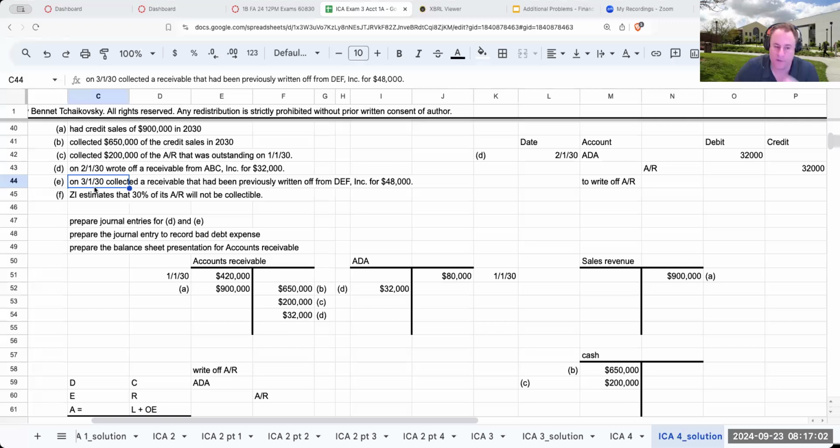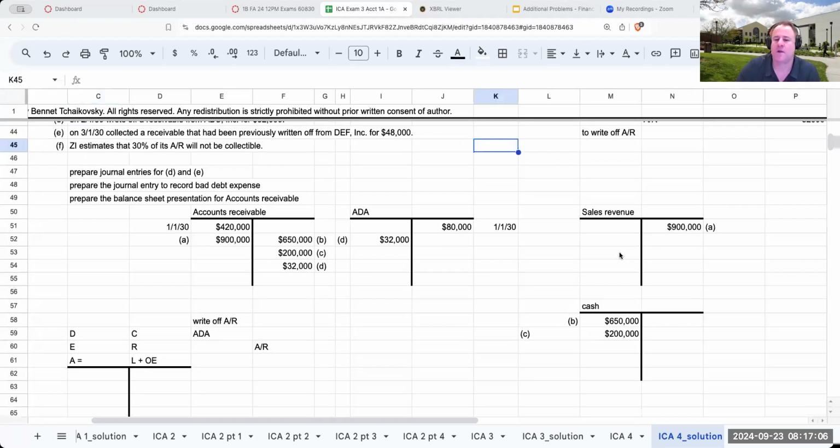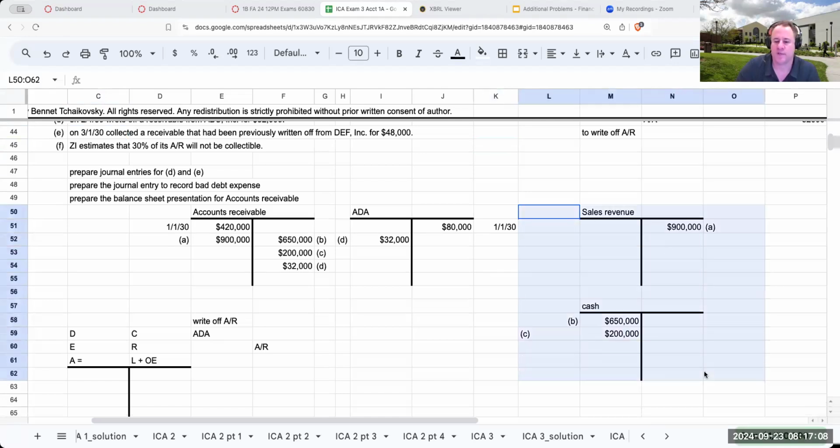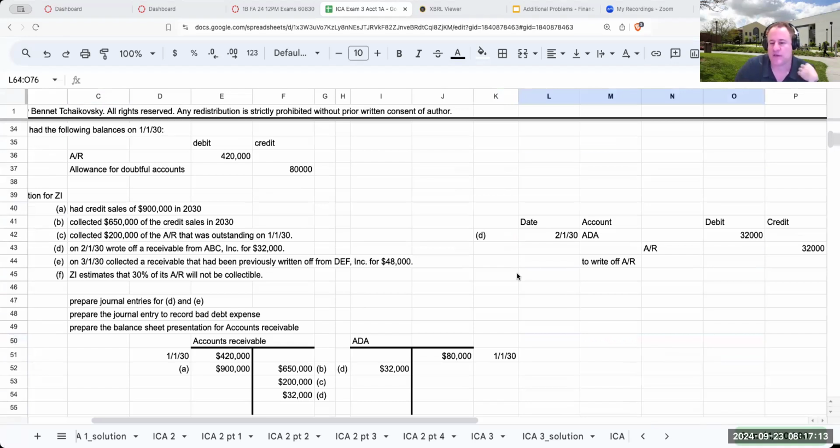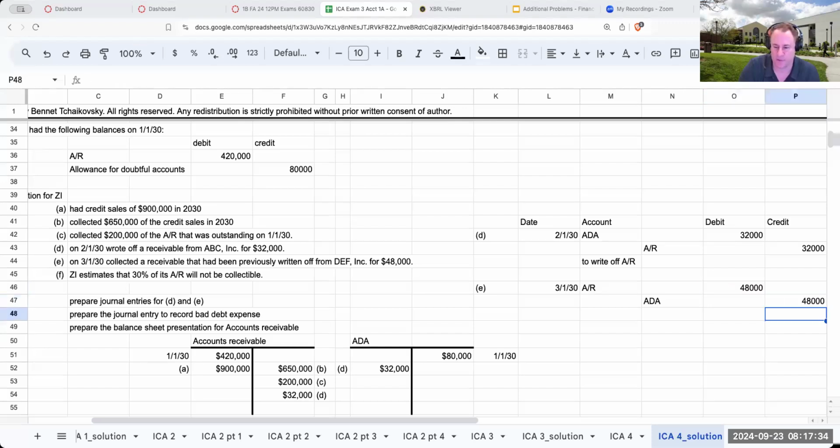On 3/1/30, I collected a receivable that had been previously written off. For this particular question, if I'm collecting a receivable that I previously wrote off, I first have to reverse the curse, meaning that I'm going to debit accounts receivable and then credit the allowance for doubtful accounts. And this is going to be for 48,000, right?